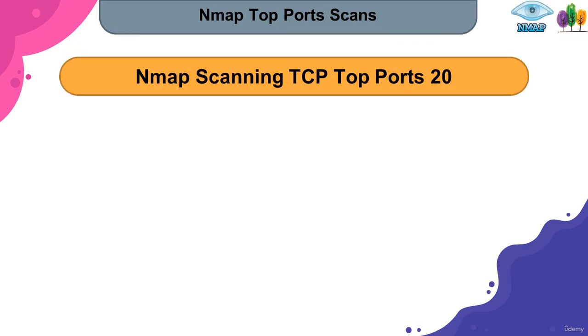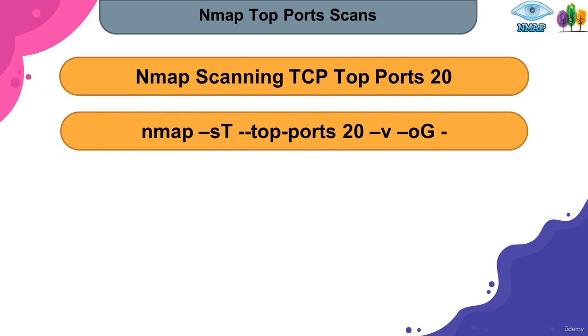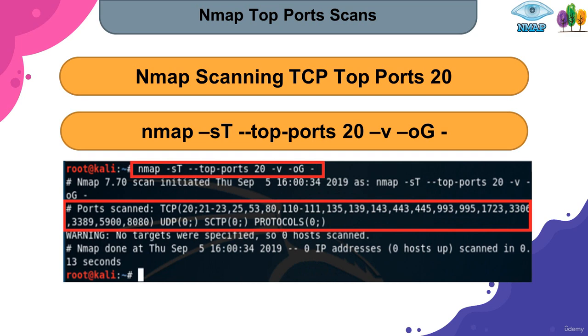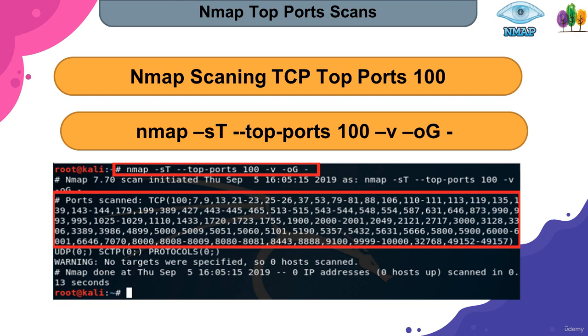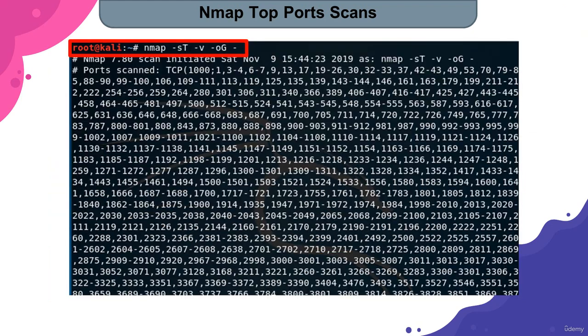And we can do the same thing by adding the TCP parameter. What I mean by that is, we write nmap -sT --top-ports 20 -v -oG -. So -sT is the parameter for TCP port scan. Then similarly, if you want to see the top 100 ports, we write nmap -sT --top-ports 100 -v -oG -. And if we want to see the top 1,000 ports, we can write nmap -sT -v -oG -.